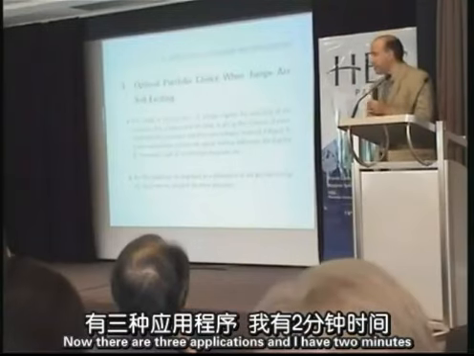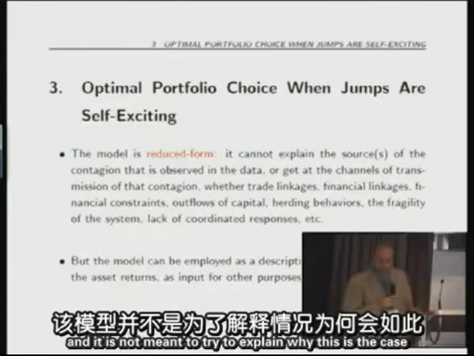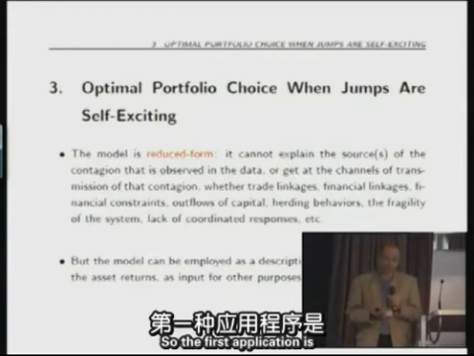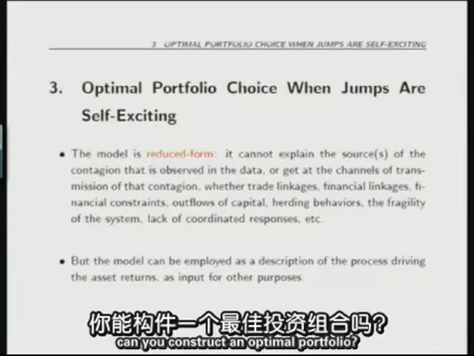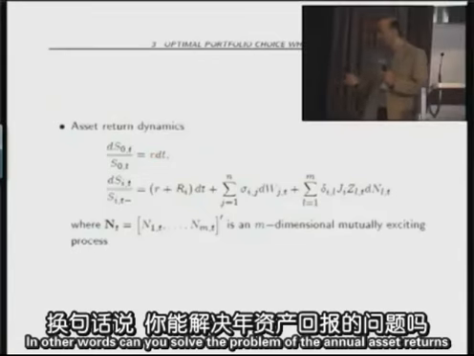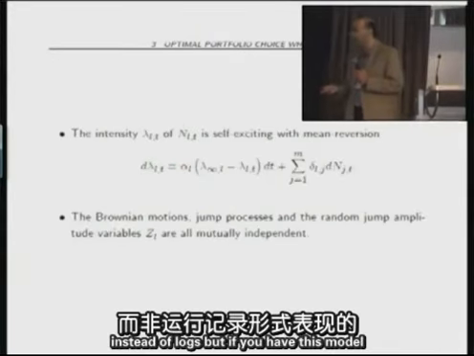Okay, now there are 3 applications, and I have 2 minutes, so I will do those 3 applications that you can do quickly. So this is a reduced form model, okay? So it's not meant to try to explain why this is the case. As I said at the beginning, all we do is we assume that this is the model. And then the question is, what can you do with it? So the first application is, well, if you face asset returns that are subject to this form of contagion, can you construct an optimal portfolio? In other words, can you solve the following problem? If those are your asset returns, that's the same model except it's written in percentage returns instead of logs.